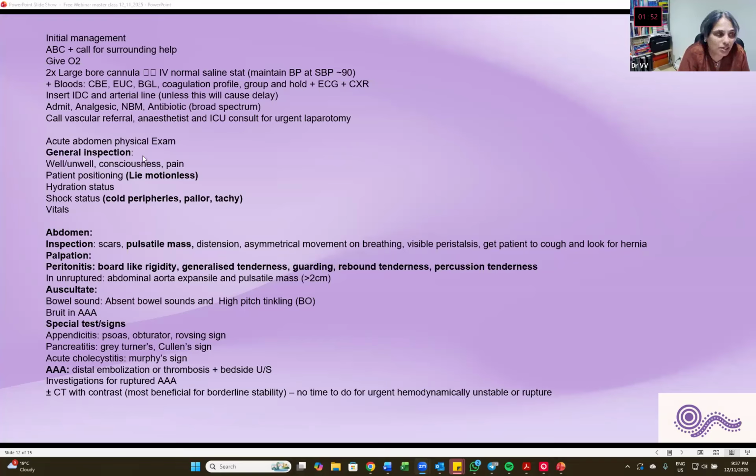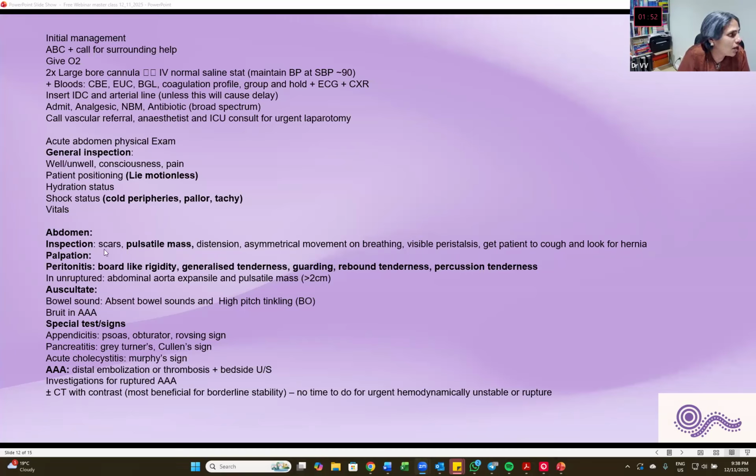So you still have to do the physical examination. All you want to do is to tell, I'm going to do a quick general inspection. Well, unwell, conscious, unconscious, whatever. What is the grade of the patient's pain? Positioning, I really would like to say, is he lying motionless? I want to know his hydration status quickly. I really will acknowledge his shock status. Is the peripheries warm, cold? Is there pallor? Is he tachycardic? And the vitals we are continuously monitoring now.